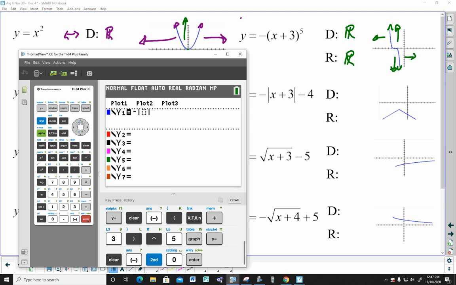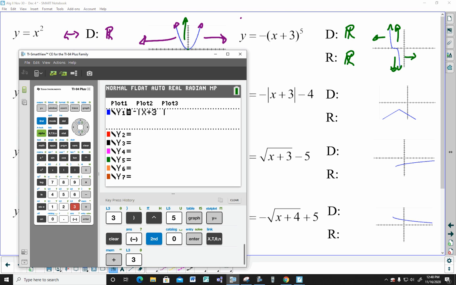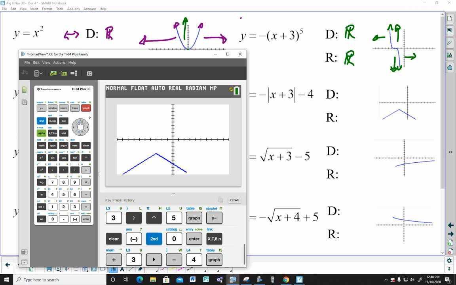There it is. X plus 3. Now I need to come out of those absolute value bars and type -4. Now that's subtraction, not the negative. That's subtracting 4. Okay, it's not the negative symbol, it's the subtraction one. Graph, and there's the graph.